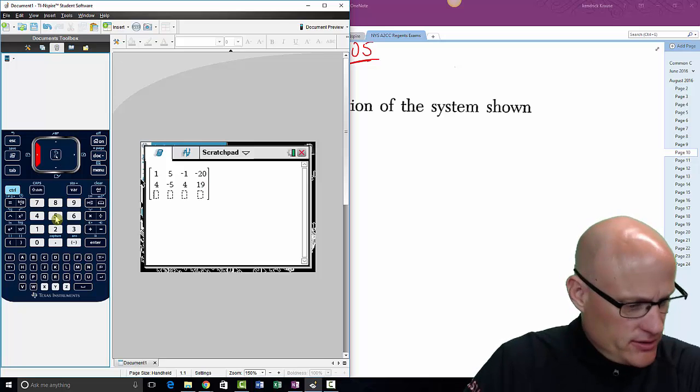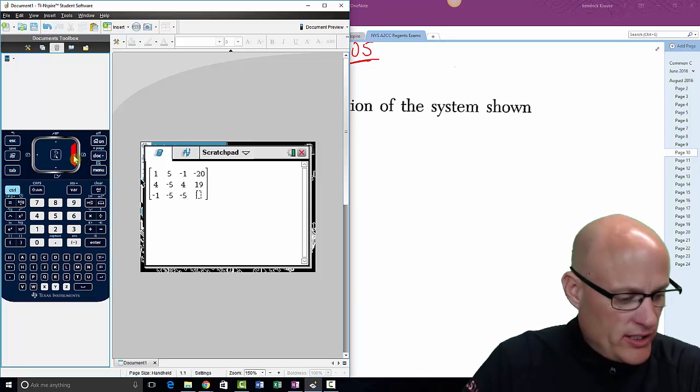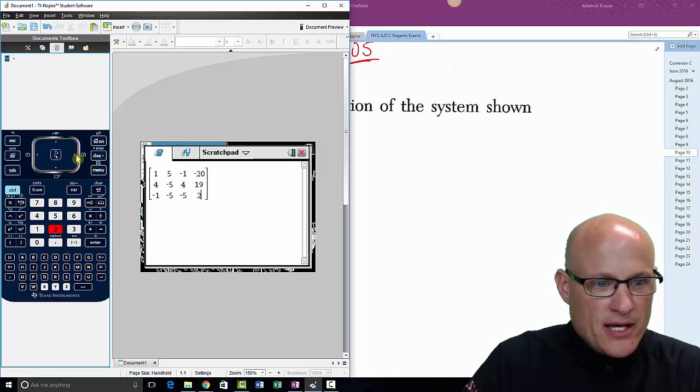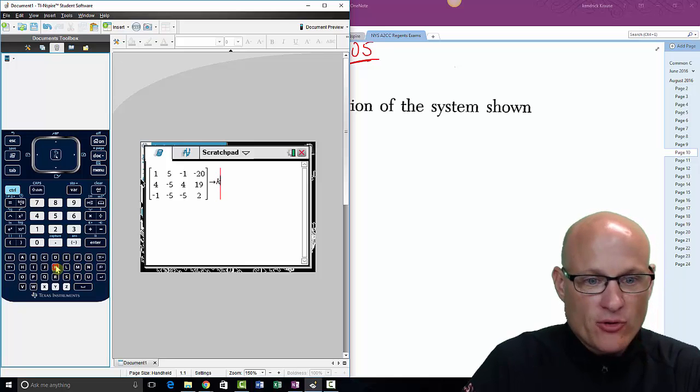Now put the last one in. -1, -5, -5, and 2. This is one way to do this problem. And now I'm going to store this into, I don't know, who cares, K. I'm going to store it into K.